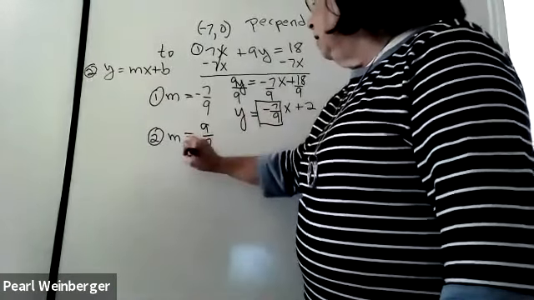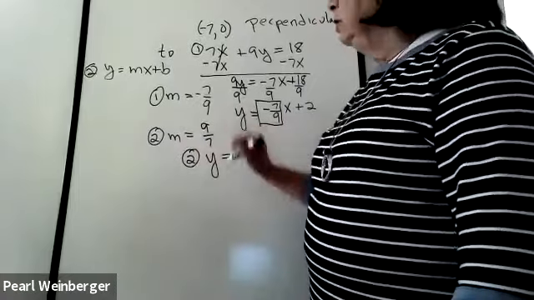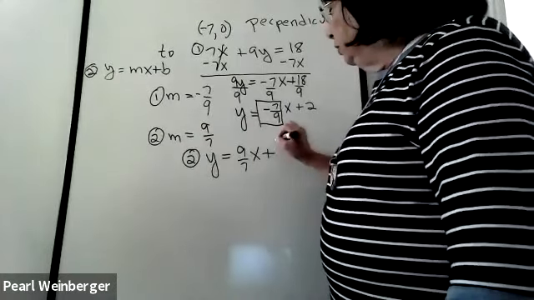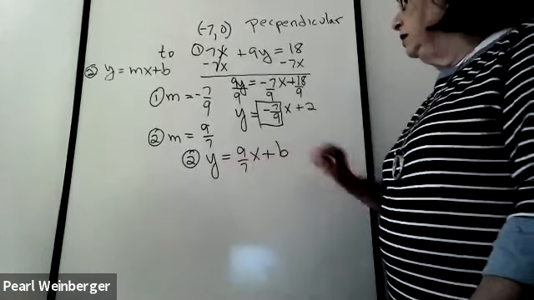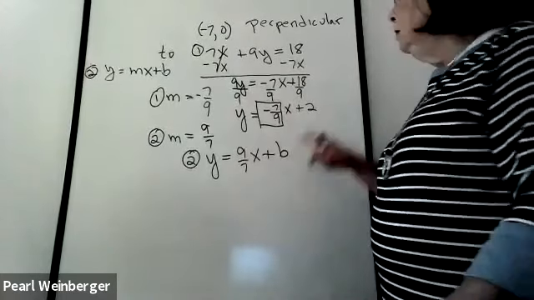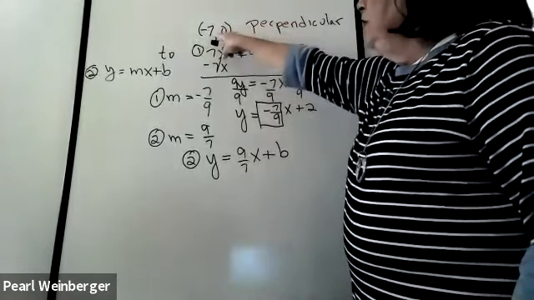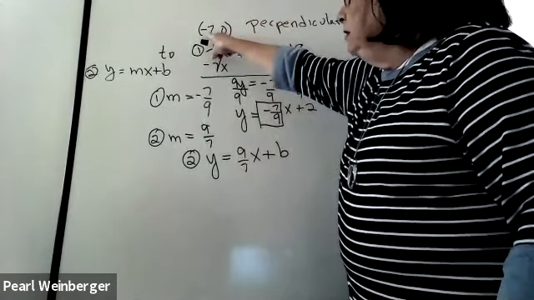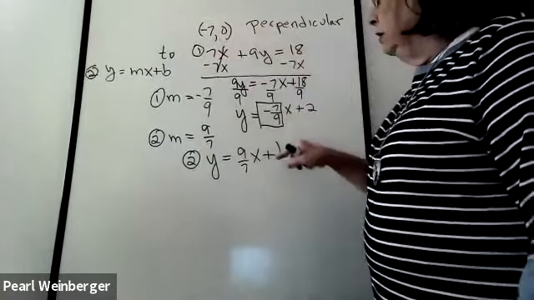So in line number 2, the line I want to write the equation of, I now know its slope is 9/7. So the equation of this new line is y equals 9/7 x plus b. I still have to figure out the b. The b is not 2. That was the original line. This is a new line. And the way I'm going to find that line's intercept is by replacing the x in the equation by -7 and the y in the equation by 0.